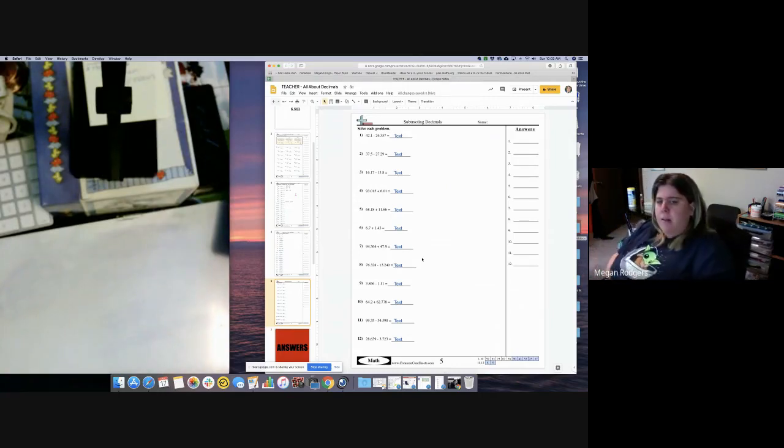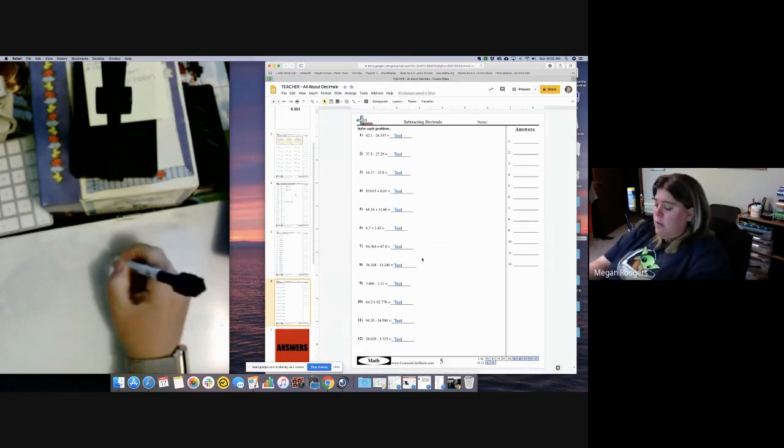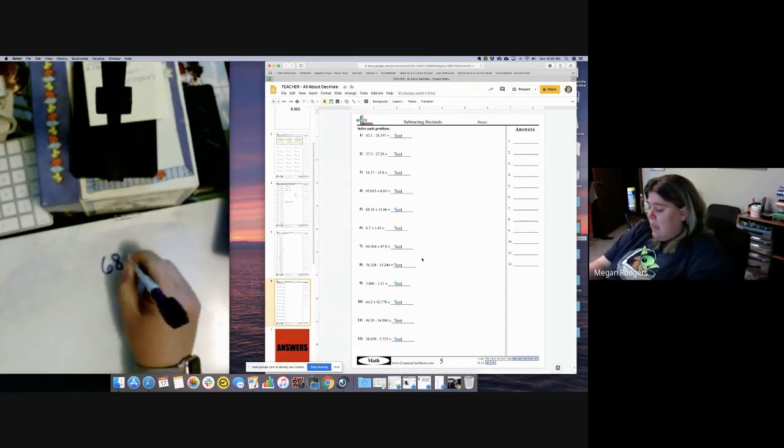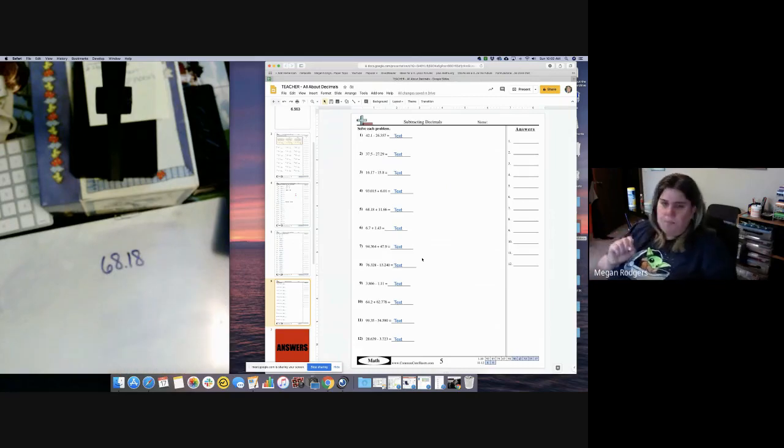I'm going to jump around on this sheet just because I want to start with addition, and they kind of started with subtraction. So let's go down to number 5. So number 5 says 68 18/100, and I'm adding it to.